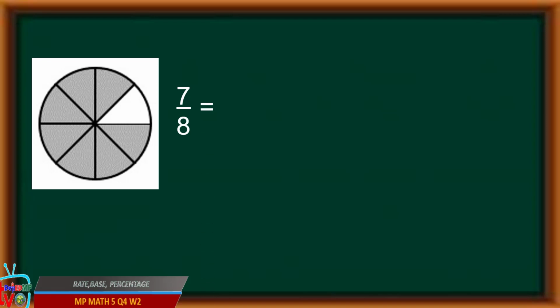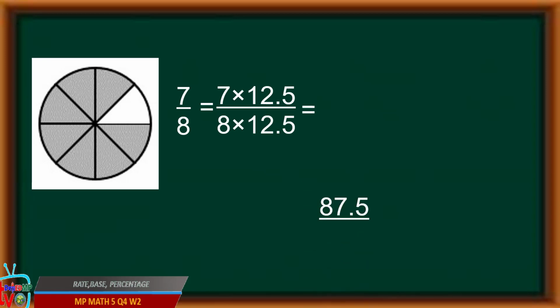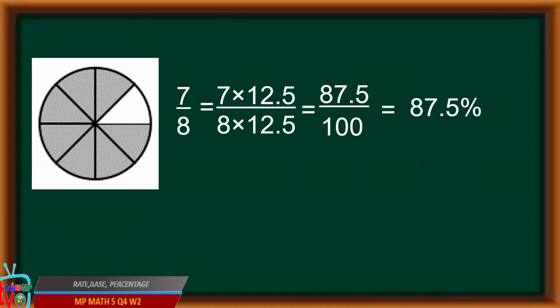So, we have 7 times 12.5 over the denominator, which is 8 times 12.5, equals 7 times 12.5 is 87.5 over 8 times 12.5 is 100. Then we just affix the percent sign. So we have 87.5%.